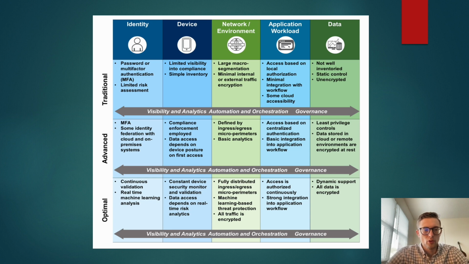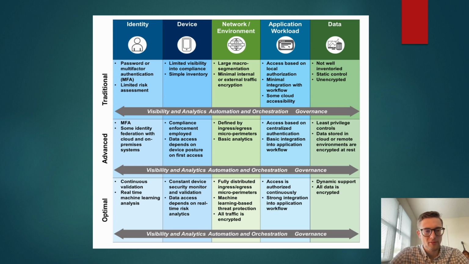So here's a really cool matrix model that was put out by CISA, which is the Cybersecurity and Infrastructure Security Agency. Basically on the top we have different pillars of security: identity, device, network, environment, application workload, and data. And then as you move towards the bottom, we have further advanced levels of zero trust. So at the very top, it's just kind of the basic security measures you'd expect to be in place.